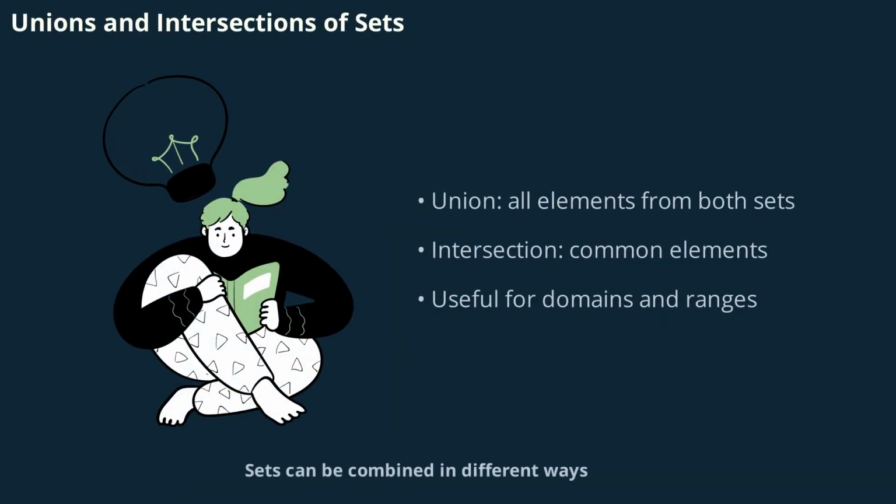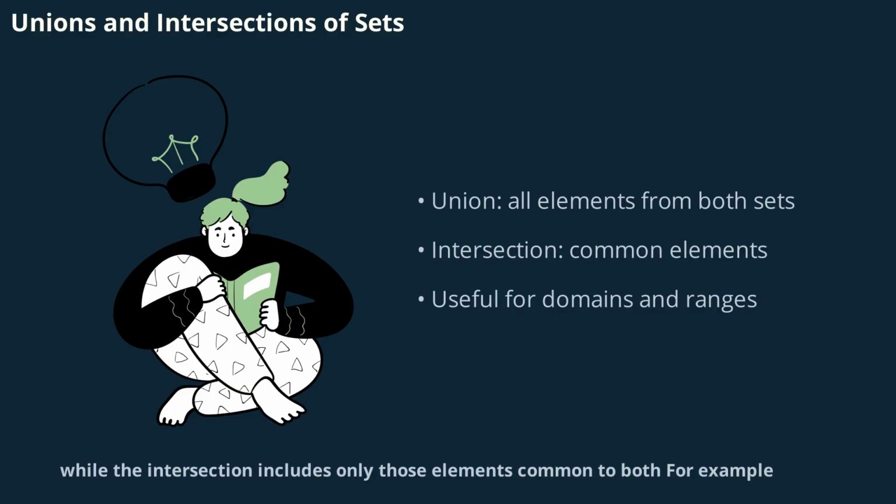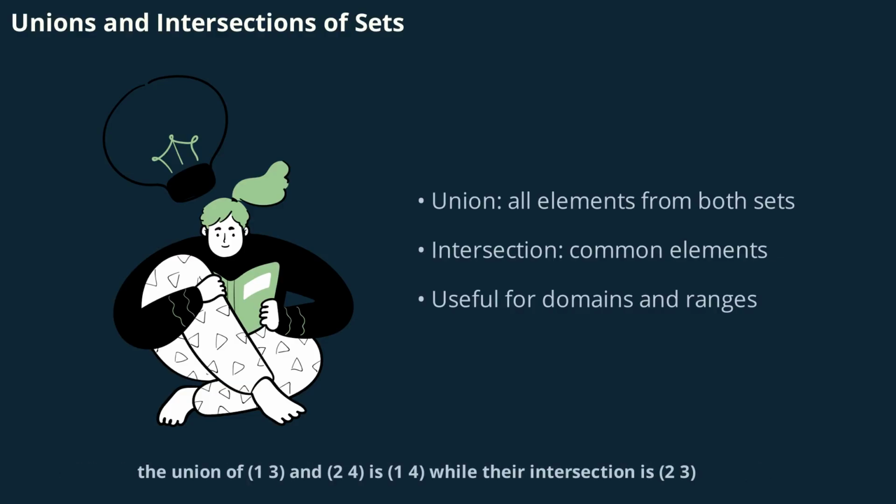Sets can be combined in different ways. The union of two sets includes all elements from both, while the intersection includes only those elements common to both. For example, the union of (1, 3) and (2, 4) is (1, 4), while their intersection is (2, 3). Understanding how sets interact is key when working with domains, ranges, and solutions to equations in calculus.